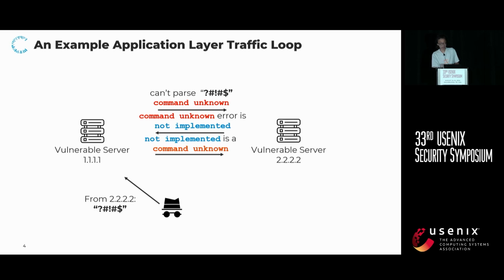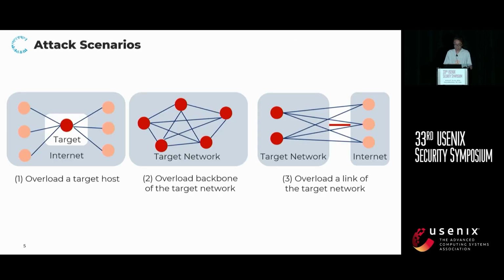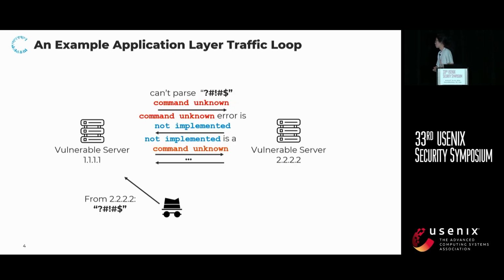And still, because of inconsistent implementation, it will generate another command unknown error message from the first server. From this time on, the two servers will keep using our message to respond to each other, and an off-path attacker could spawn such a traffic loop with the injected payloads.